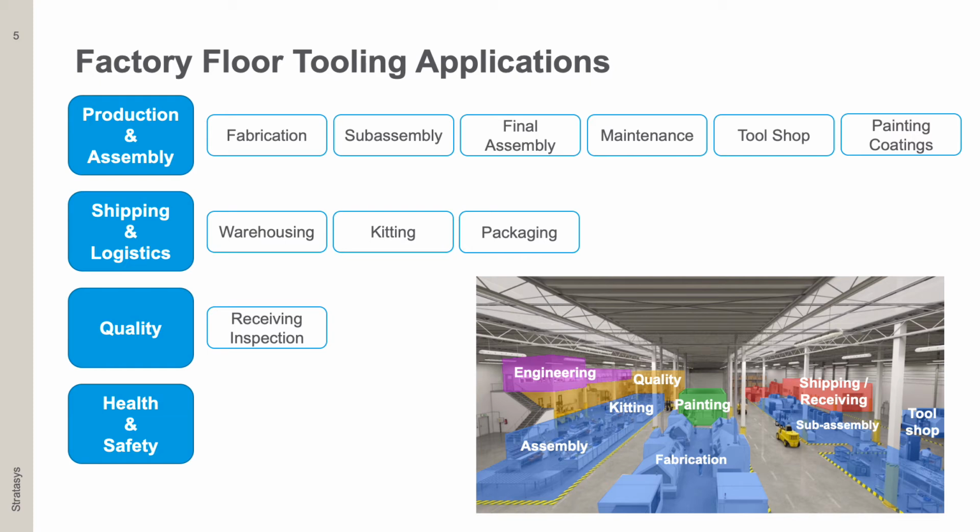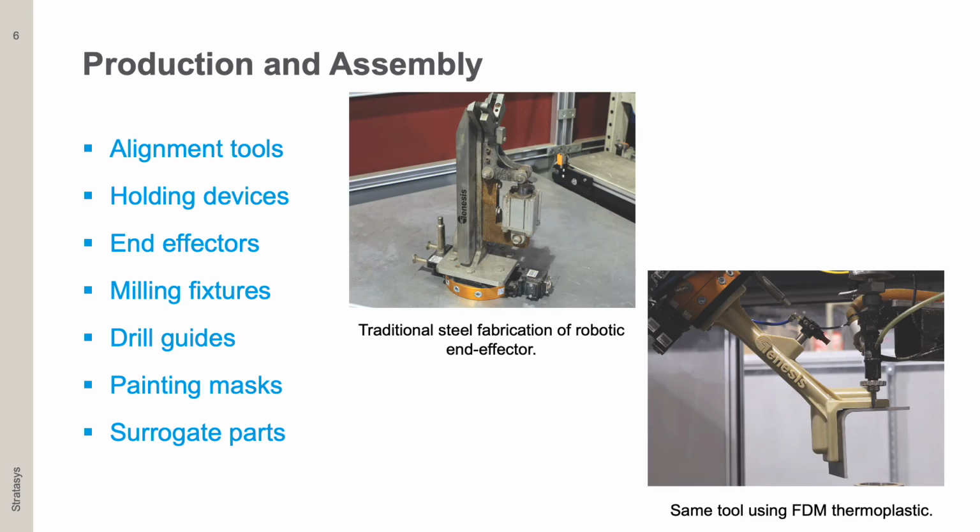To start off, we'll look at production and assembly. Production and assembly tools provide one of the largest opportunities for reaping the benefits of AM tooling, primarily because of their prevalence in the manufacturing environment. Alignment tools, holding fixtures, milling fixtures, drill guides, end of arm tools, even paint masks can benefit from additive manufacturing, with the benefits we just talked about in the previous slide.